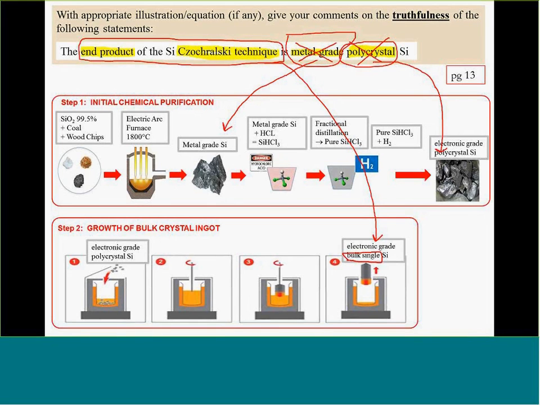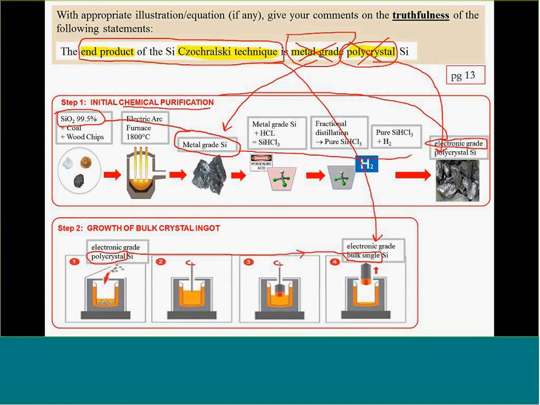So you see that for the initial chemical purification, the end product is the electronic grade. Isn't it? And the growth of the crystal is essentially taking it from this polycrystal into the bulk single crystal. So that's what it's all about. So initial chemical purification is from 99% impurities into metal grade, and then we go into electronic grade. Let's just use the highlighter, which is much easier.